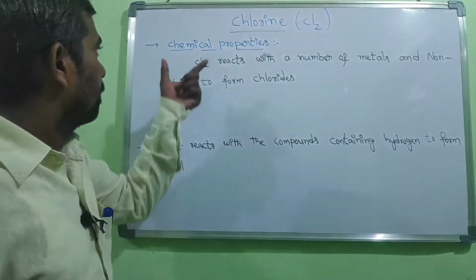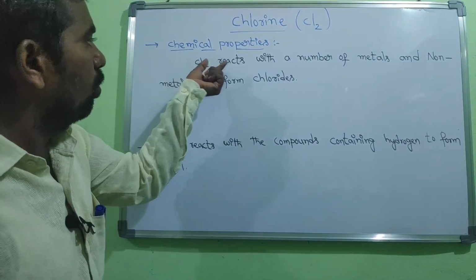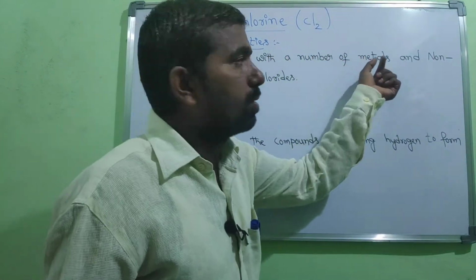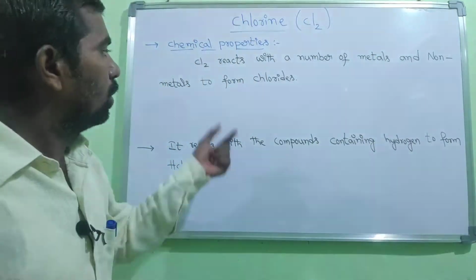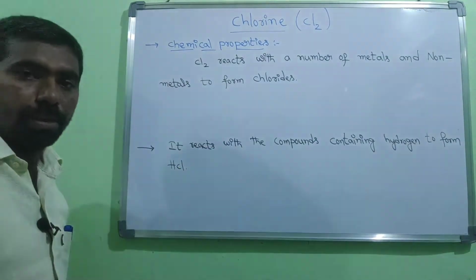Next one is about the chemical properties of chlorine. So first one, Cl2 reacts with a number of metals and non-metals to form chlorides. So for example, with the metals I am writing the chemical equations.